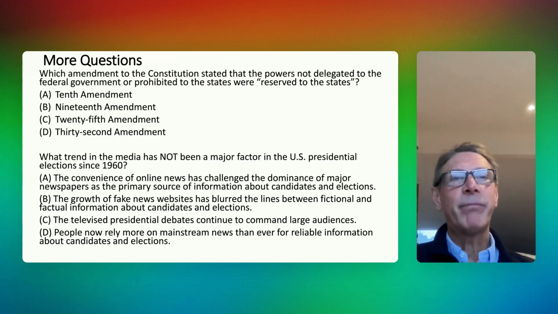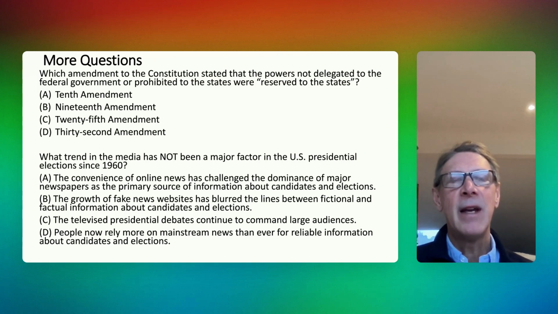More questions. Which amendment to the Constitution stated that the powers not delegated to the federal government or prohibited to the states were reserved to the states? And the answer there is the 10th Amendment.